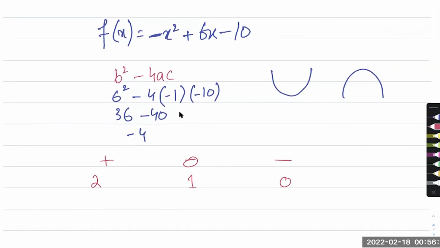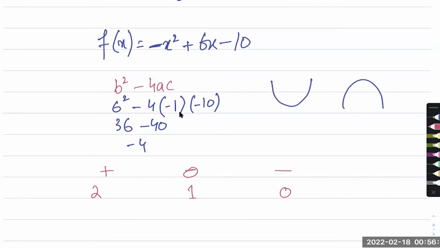Can you tell me what will be the sum of 2 roots? Don't find the roots. What will be the sum of those roots? Sir, you just told me, minus b over a. Yes, minus b over a. So you have 6 over as your b, minus b over a, which is plus 6. So plus 6 is the sum of the 2 roots, and product would be c over a. So that is minus 10 over minus 1.